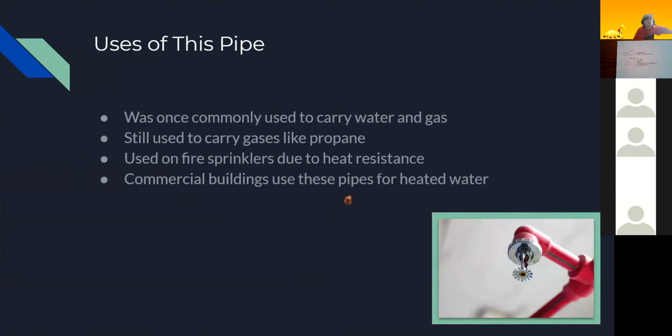So the uses of this pipe: they were once commonly used to carry water and other flammable gases, and they're still used to carry gases such as propane and other natural gases. They are also used in fire sprinklers due to their heat resistance, and commercial buildings typically use these pipes for heated water transfer.